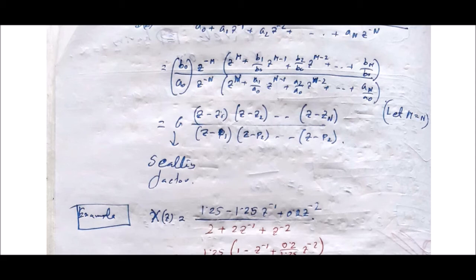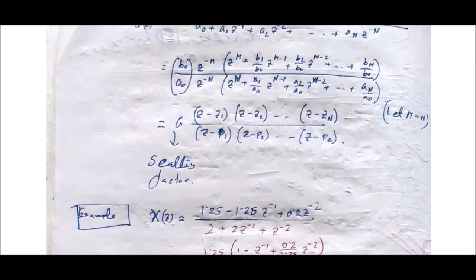So n number of factors are there in the numerator, and again n number of factors will be there in the denominator: z minus p1, z minus p2, up to z minus pn. So n factors in the numerator, n factors in the denominator.